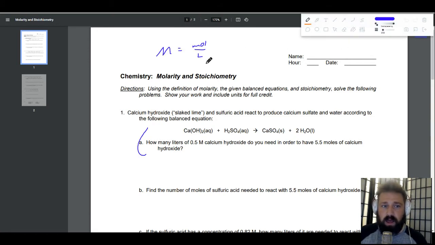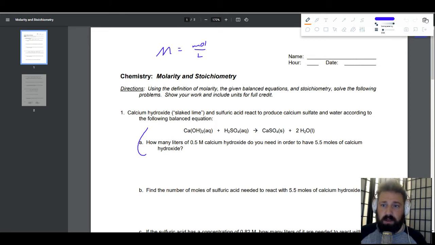Everyone knows that molarity is just moles over liters. If we can get to moles with stoichiometry, we can use it to figure out the liters if they give us molarity, or if they want to know the molarity, we just need liters and we are able to calculate the molarity as well. So I'm just going to go through and do 1A to help us out.